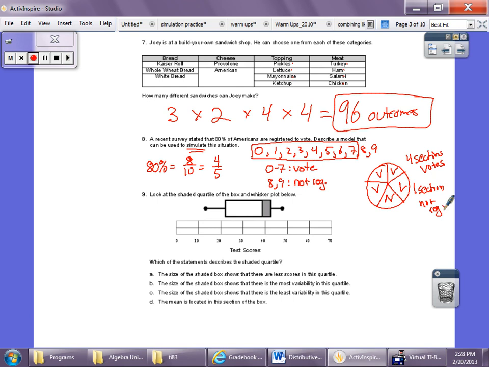Look at the shaded quartile of the box and whisker plot. The size of the shaded box shows that there are fewer scores in this quartile. Well, we know that all the quartiles have the same amount of scores. The size of the shaded box shows that there is the most variability in this quartile. Well, the shaded box is the smallest, so it doesn't have the most variability. It has the least amount of variability, and we don't know what the mean is. So the answer number 9 is C. That shaded box shows the least amount of variation.